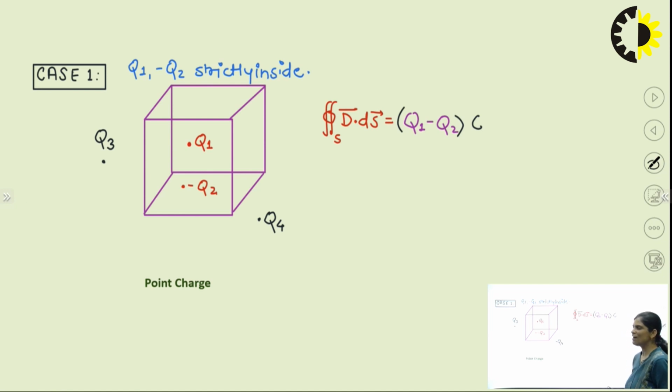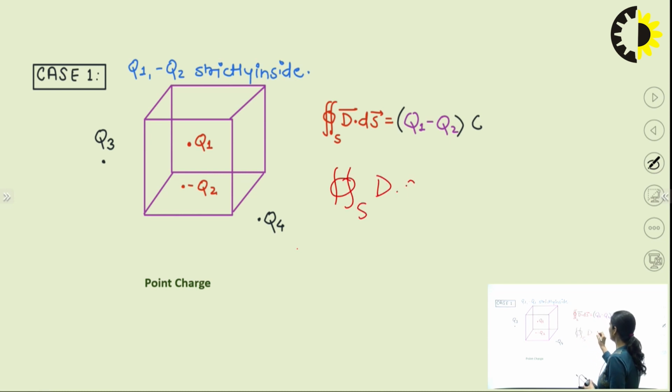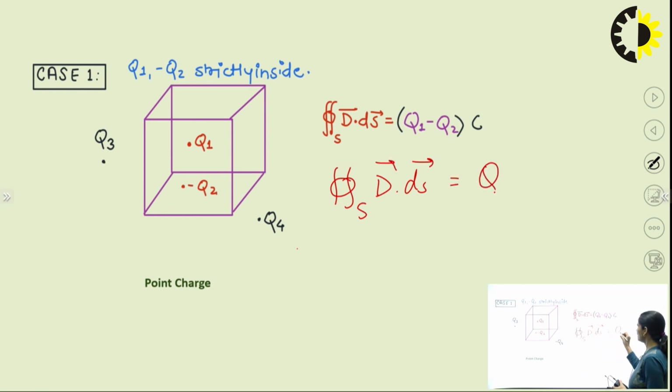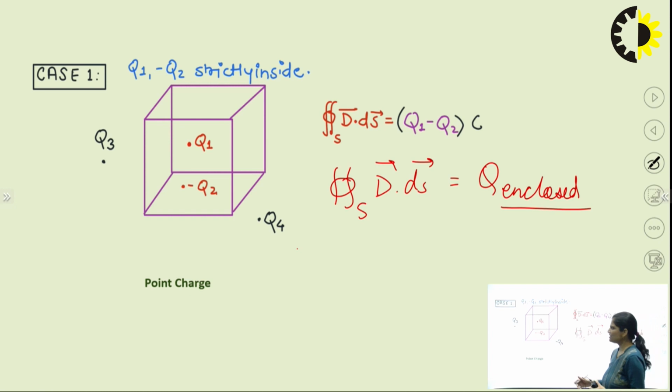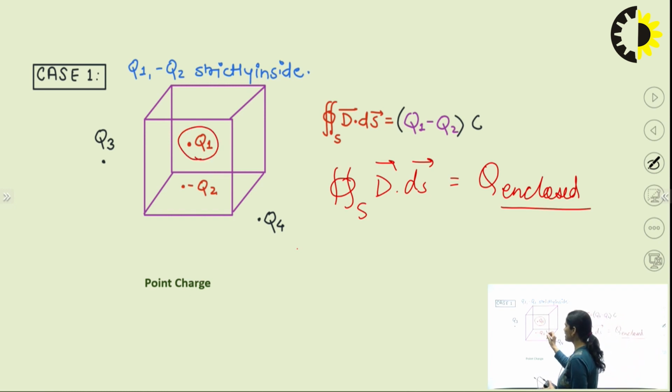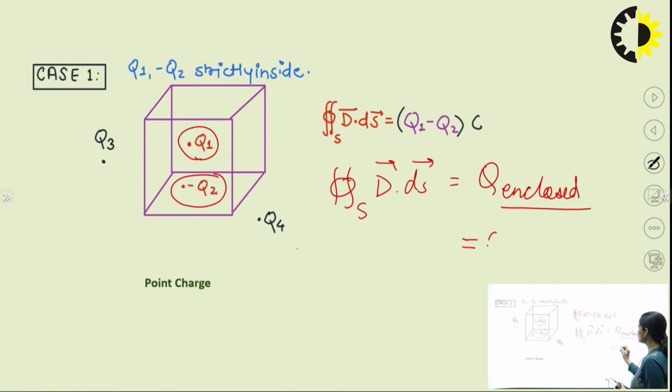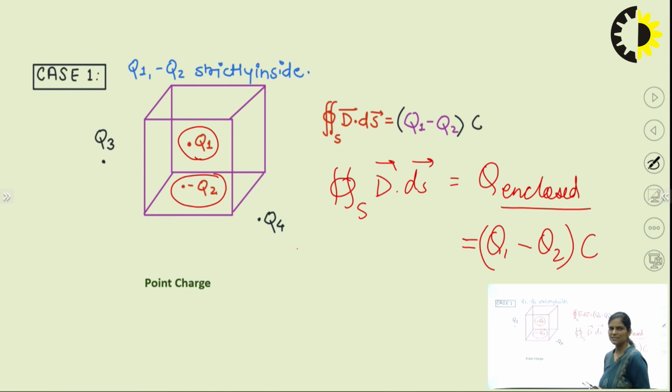Now case 1, let us say you have point charges. Let us consider a cube with some charges inside the volume, or inside the cube, and some charges outside the cube. The inside charges are q1 and minus q2 and the outside charges are q3 and q4. So according to Gauss law, you all know the closed integration of D dot ds is equal to the charge enclosed. Charge enclosed means you have to consider the charges present inside the volume, and the inside charges are q1 and minus q2. So Q enclosed equals q1 minus q2, and its unit is coulomb. So this is the first case, the point charge.